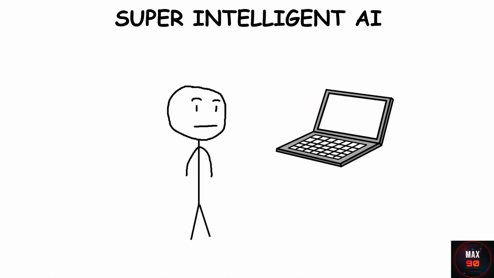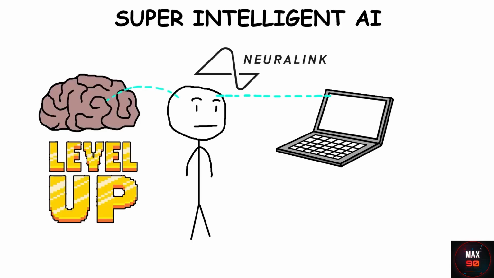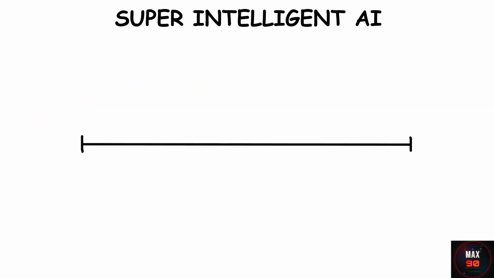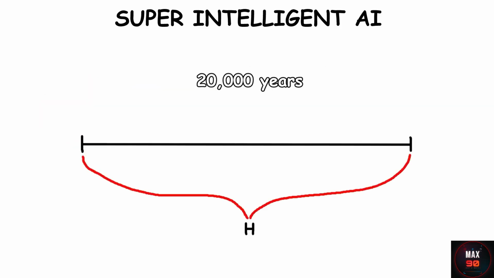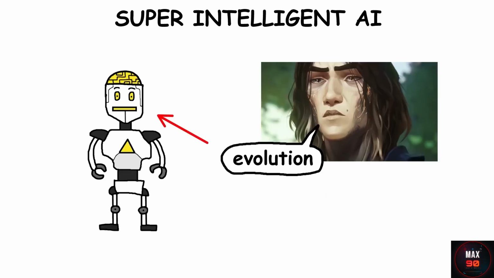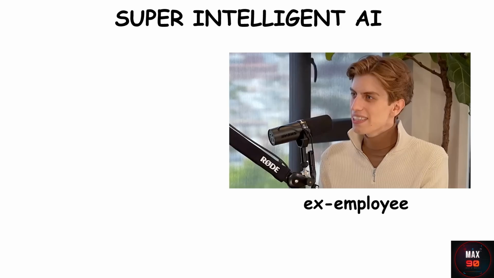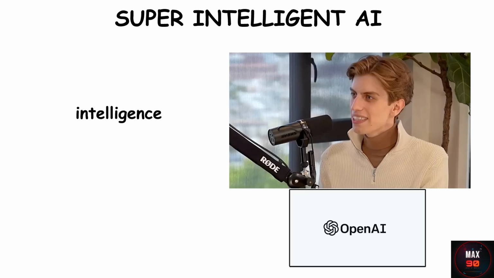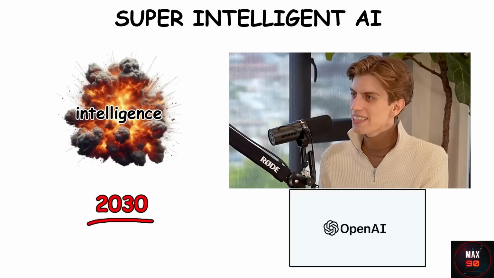But with brain-computer interfaces like Neuralink, we might be able to upgrade our own intelligence to keep up. Imagine cramming 20,000 years of human progress into just 100 years. That's the kind of fast evolution superintelligent AI could bring. One ex-employee from OpenAI suggested that this intelligence explosion could happen as soon as 2030.